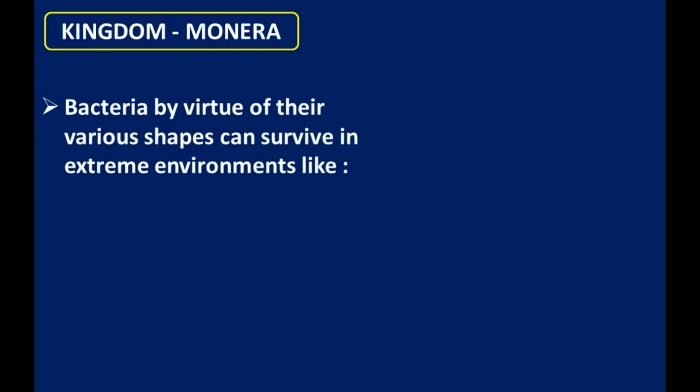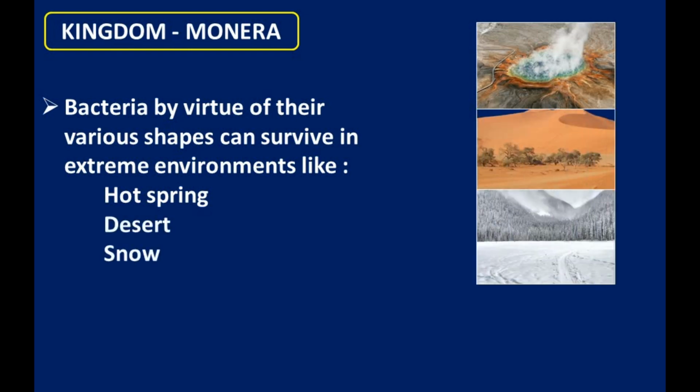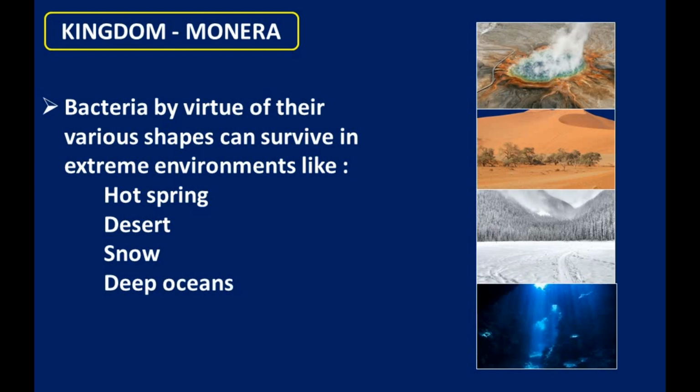Bacteria, by virtue of their various shapes, can survive in extreme environments like hot springs, deserts, snow, deep ocean. In all these environmental conditions, they can easily survive because of their various shapes. So bacteria are found in different shapes. They can survive in hot conditions, in cold conditions, in desert, in water, in snow. In all conditions they can easily survive because of their various shapes.